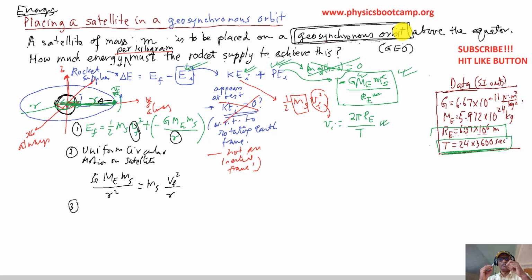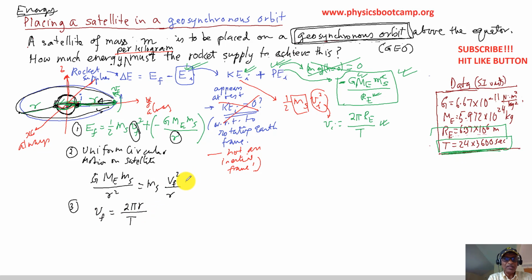Geosynchronous means it's moving with the earth, so it goes around in one day. So it's always facing the same place. If it's on this side, it's facing this side of the earth when the earth has rotated that much. So this is 24 hours. So I will say V final should also be equal to 2 pi R over T, and T is 1 day.